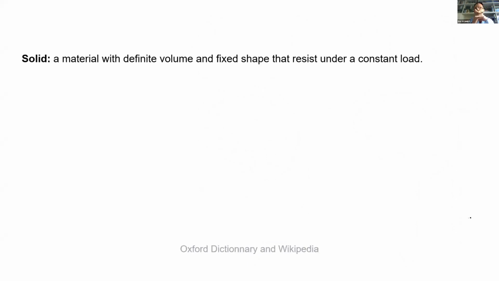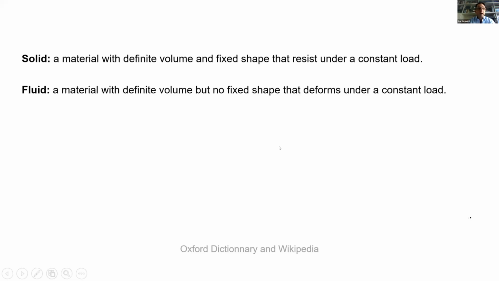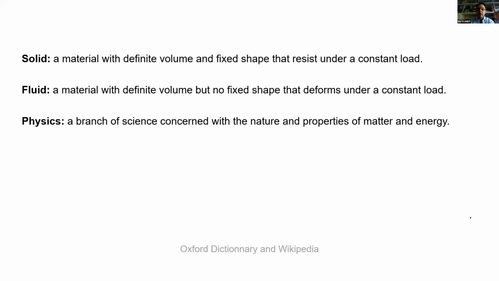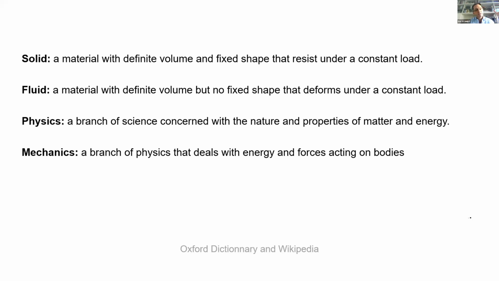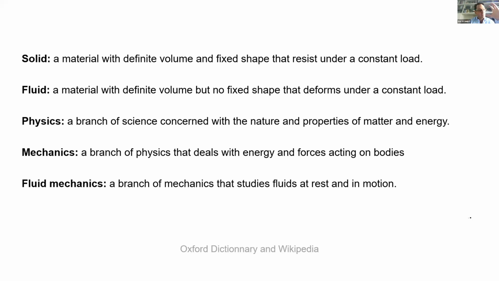But let's start with a very simple definition, because we have to clarify the words we use. What is a solid? A solid is a material with definite volume and fixed shape that resists under constant load. A fluid is also a material with definite volume, but no fixed shape, that deforms under a load. And this is very important to differentiate those two. Physics is the study of properties of matter and energy. Mechanics studies energy and forces. Fluid mechanics studies fluid in motion and at rest.